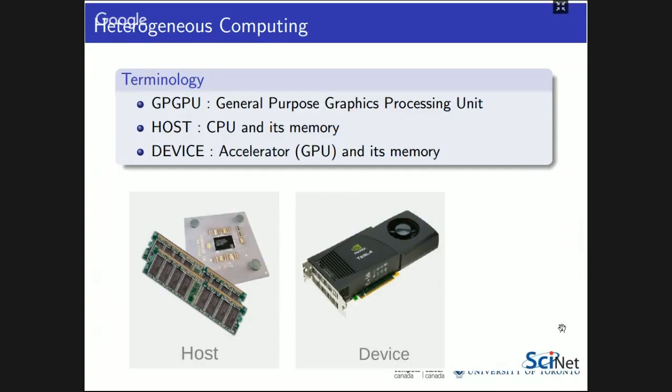Just some terminology. The graphic cards are usually referred to as GPU, or GPGPU for general purpose graphics processing units. The host usually is the CPU and the local memory to that core. And the device, it can be, as I say, the accelerator, the GPU, and its memory. Usually it's way smaller than the host. When people think about the host, it's just the typical chips that we all know.